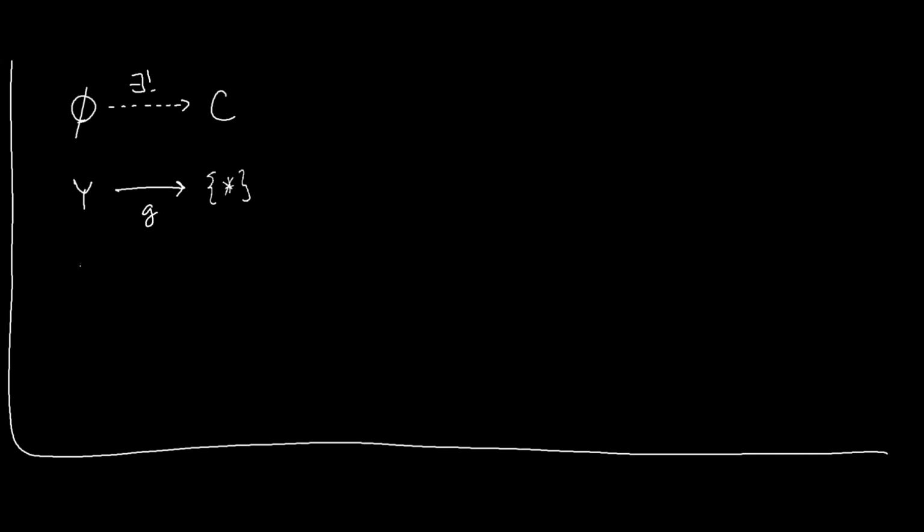Is there only one way to build G? Can there be another function? Sorry, I need to write a star here. Can there be another function from Y to singleton? No, because the well-definedness doesn't allow us to.